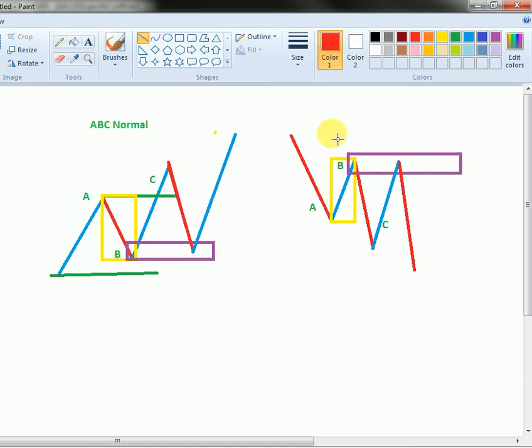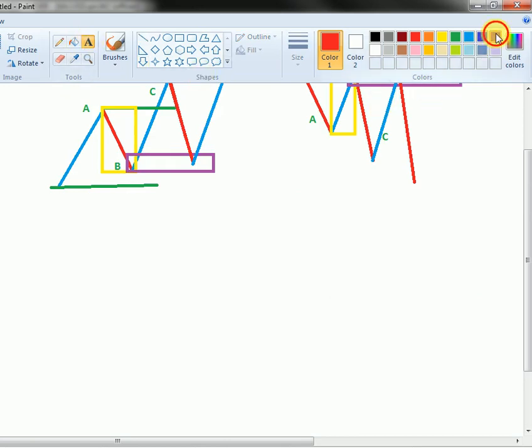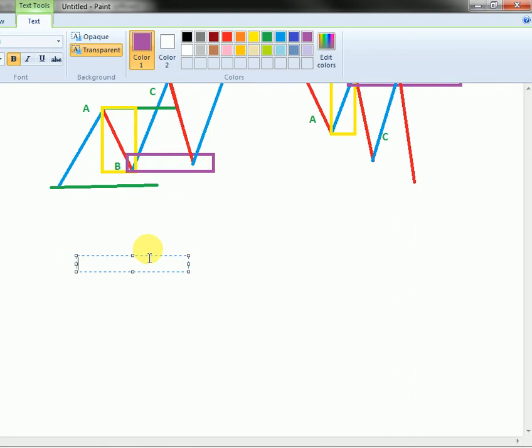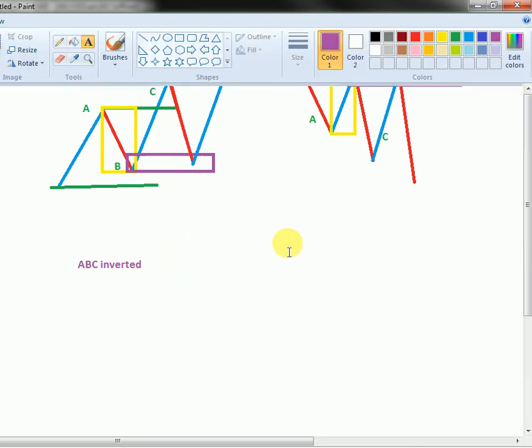So this first setup is for buy and for sell. What is the second setup? The second setup, I still call it ABC. Everyone knows ABC, everyone can see ABC, so keep it in your mind as simple as saying ABC. So the second setup, we call it ABC inverted.